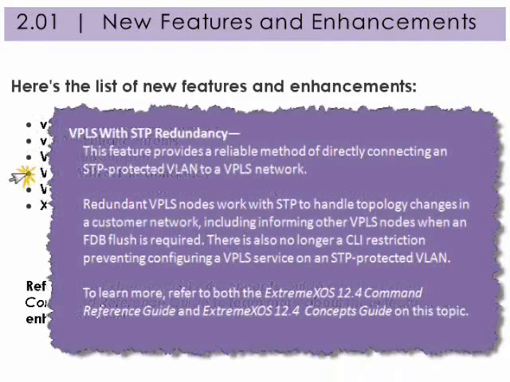VPLS with STP redundancy. This feature provides a reliable method of directly connecting an STP-protected VLAN to a VPLS network. Redundant VPLS nodes work with STP to handle topology changes in a customer network, including informing other VPLS nodes when an FDB flush is required. There's also no longer a CLI restriction preventing configuring a VPLS service on an STP-protected VLAN.